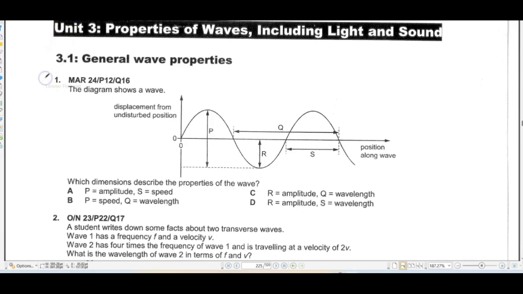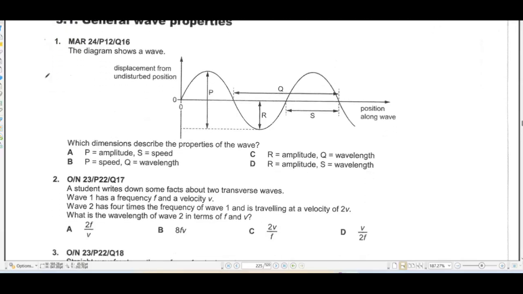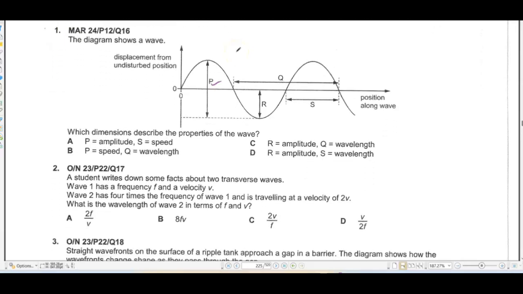So let's start with question number 1. There's a wave. Which dimensions describe the properties of the wave? Option A, P is the amplitude.